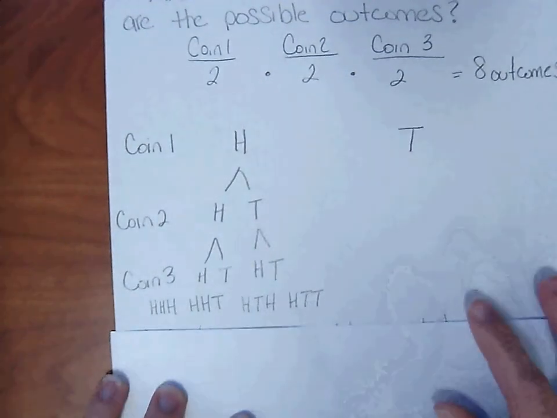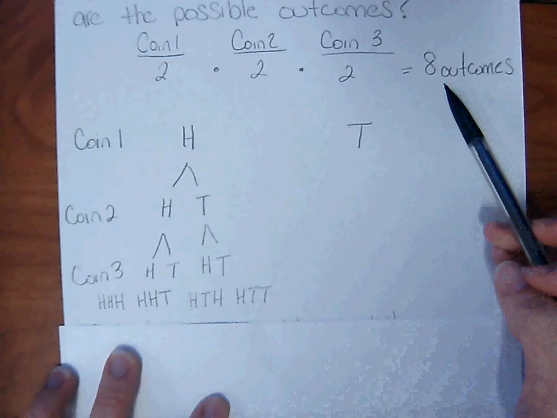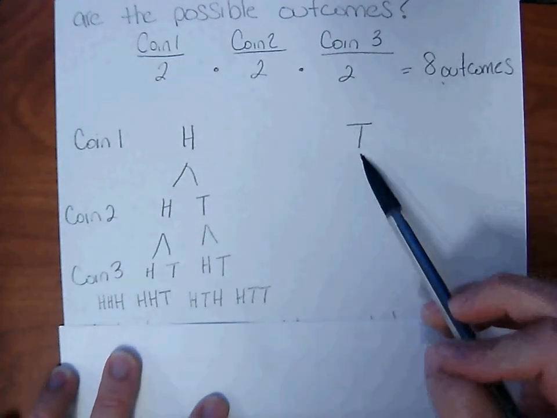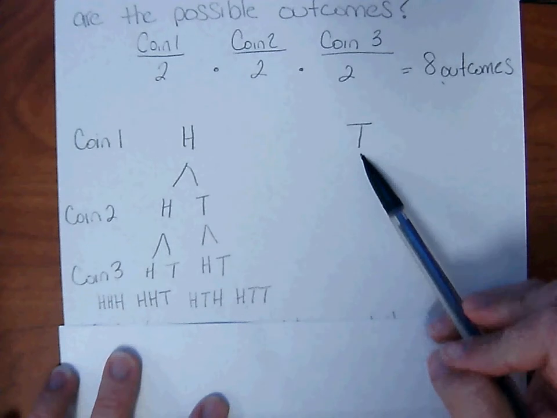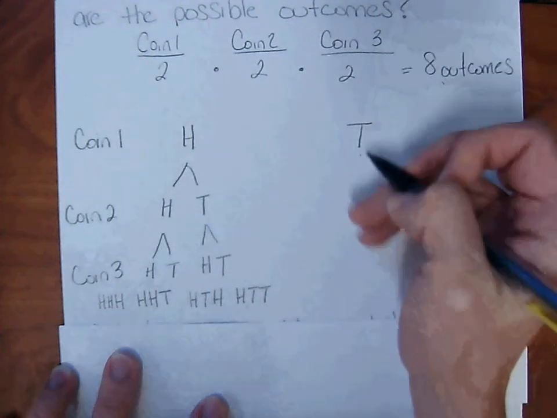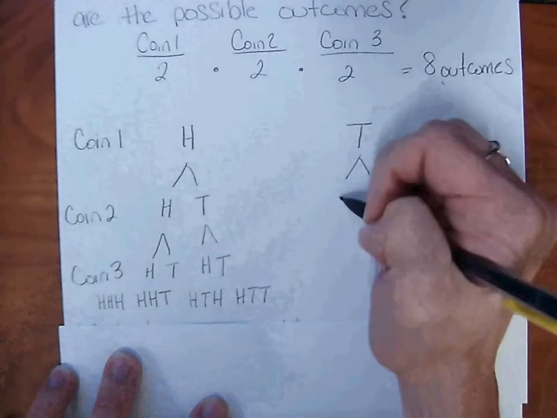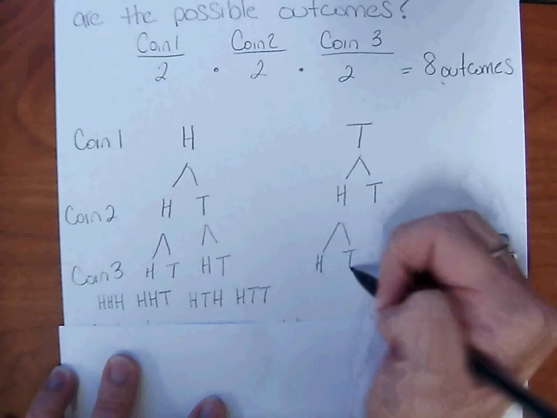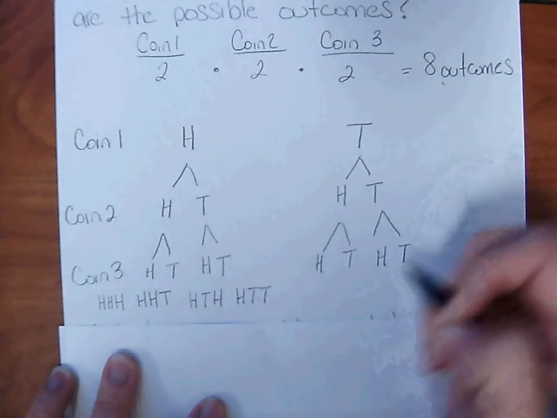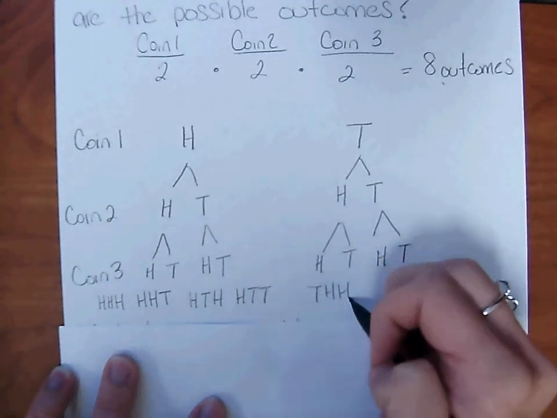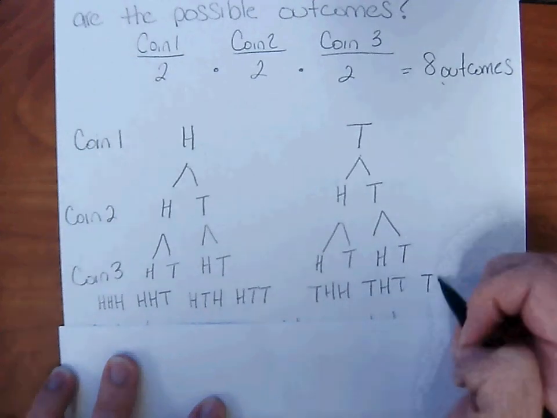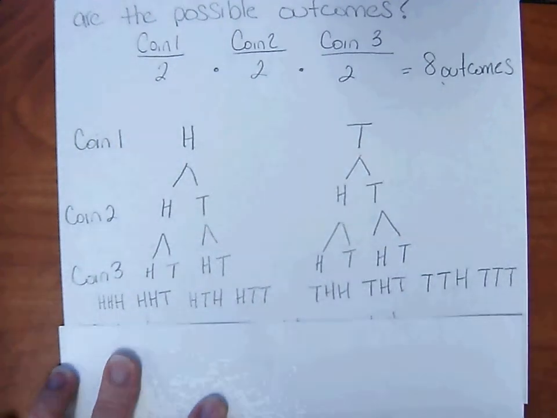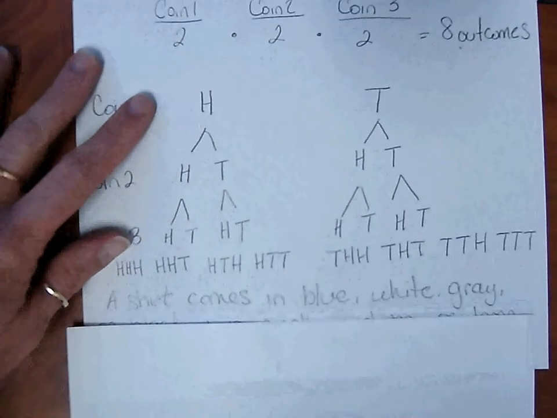Well, from using the counting principle, we know that there's 8 outcomes. Where do the other 4 outcomes come from? If tails is the first thing that we get on the first coin, so we go through again. If we get tails on the first coin, we could get heads or tails on the second. And on coin 3, heads or tails, heads or tails. So tails, heads, heads; tails, heads, tails; tails, tails, heads; tails, tails, tails. 1, 2, 3, 4. There are the other 4 of the 8 outcomes.